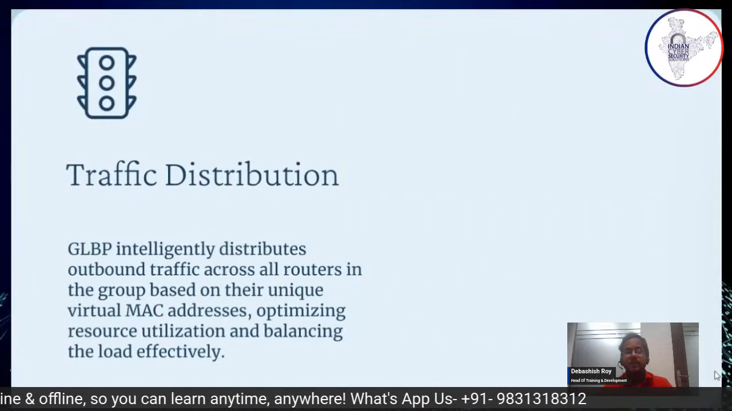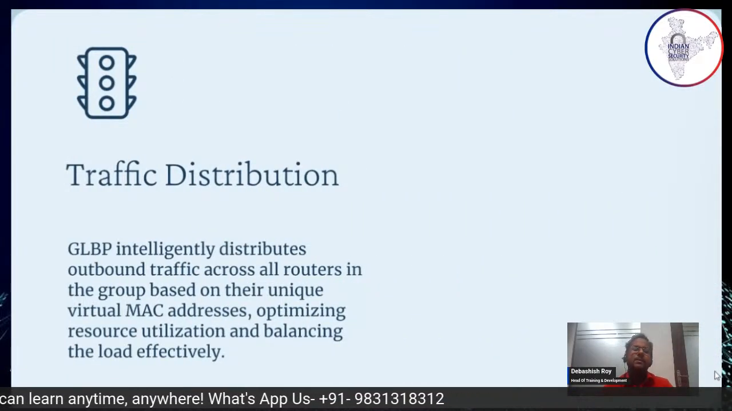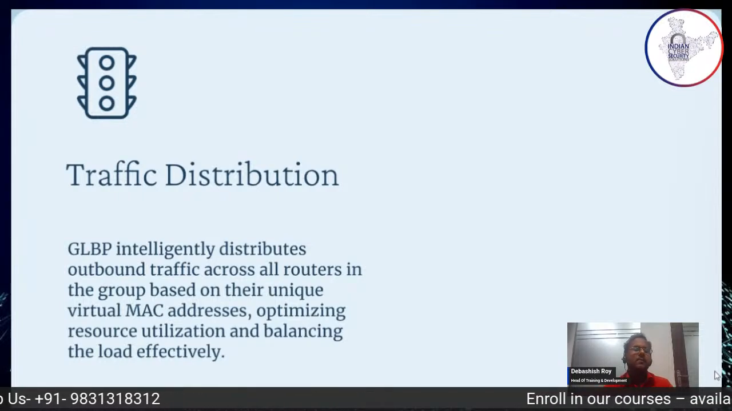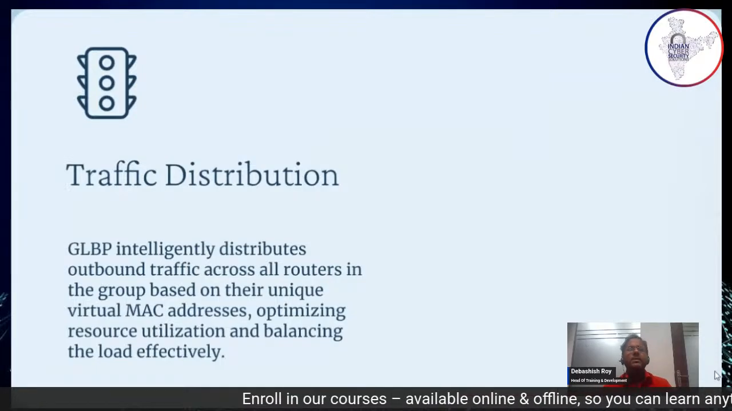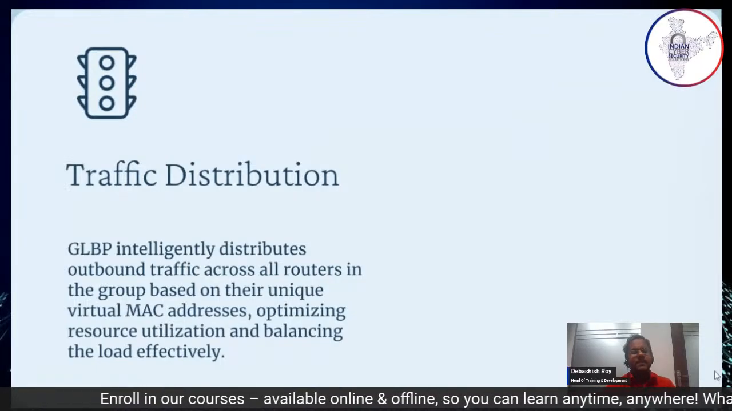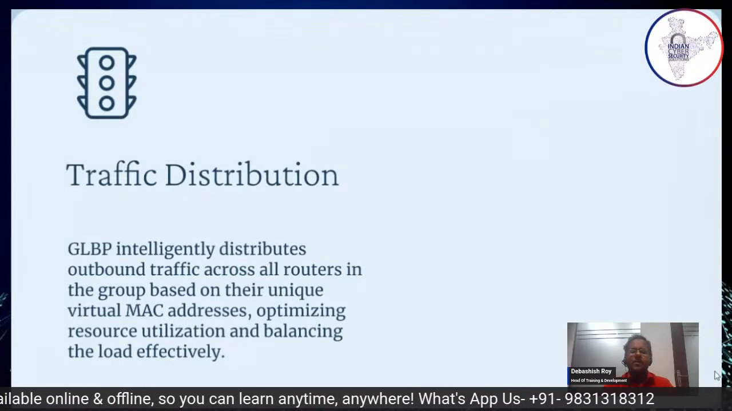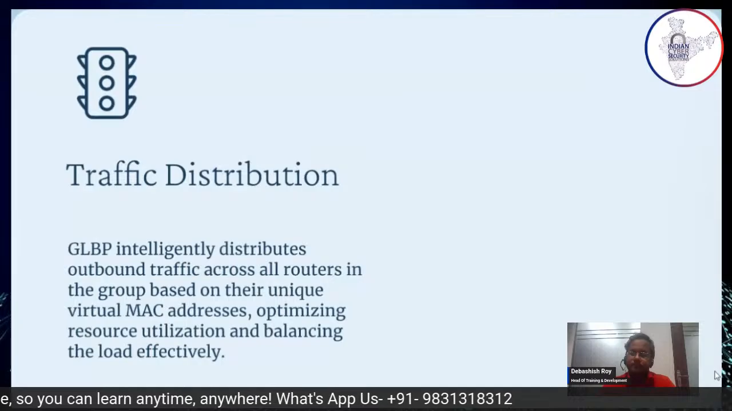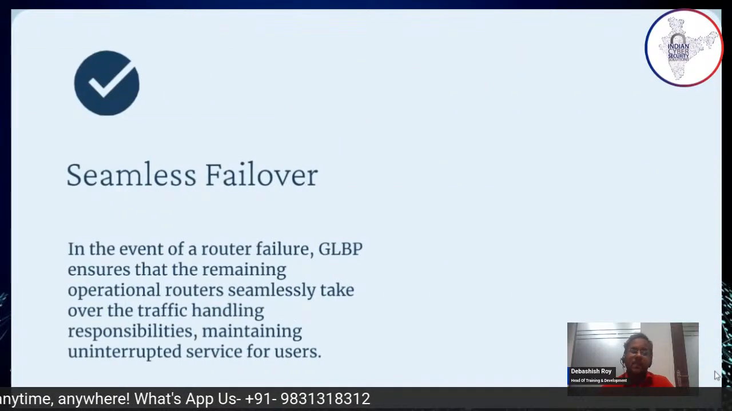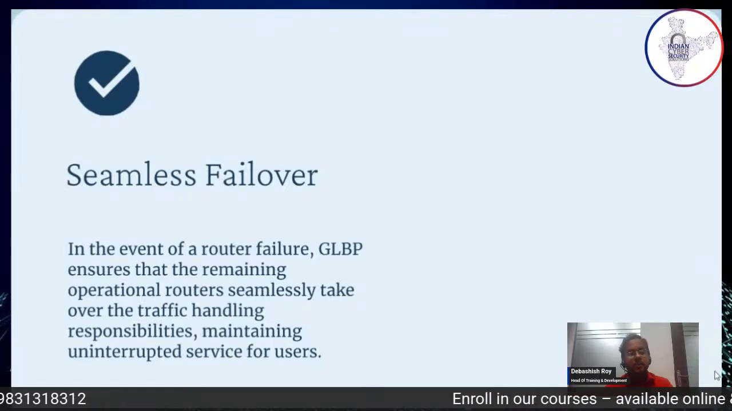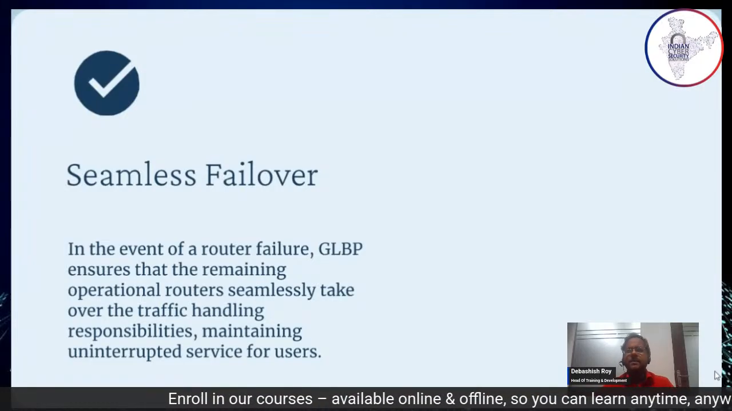Traffic distribution. GLBP intelligently distributes outbound traffic across all routers in the group based on their unique virtual MAC address. So your ARP requests are coming one by one, and GLBP is load balancing, means it is sharing the traffic or sending the traffic to every node, optimizing resource utilization. Now, seamless failover again. In the event of a router failure, GLBP ensures that the remaining operational routers seamlessly take over the traffic handling responsibility. So, it is the same way like HSRP works.